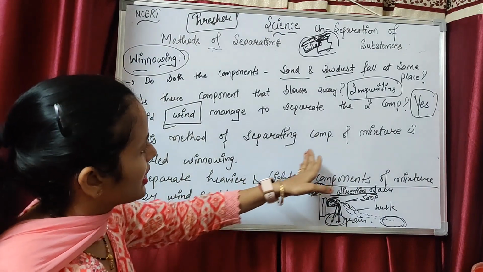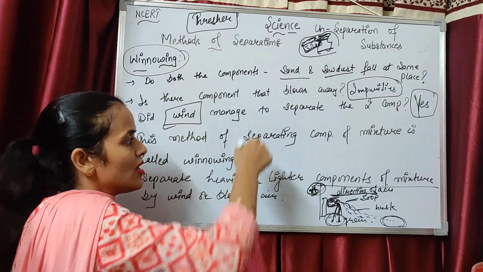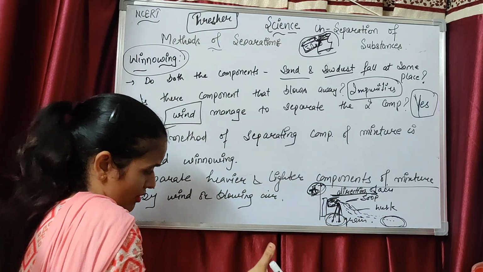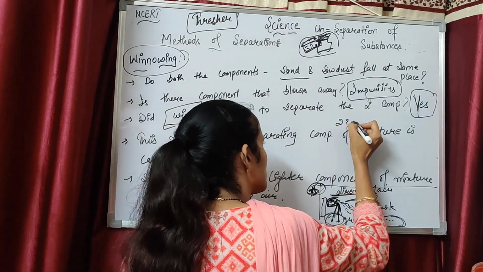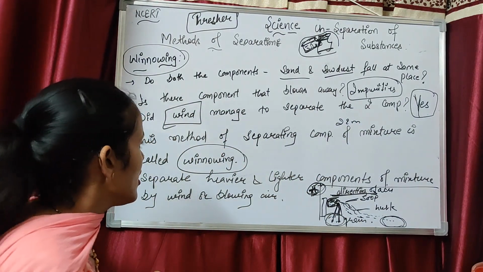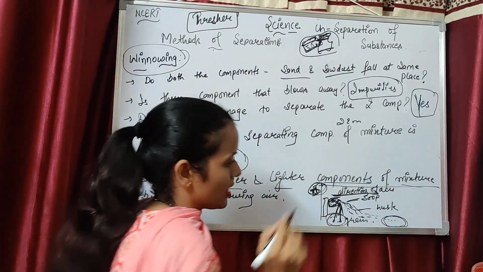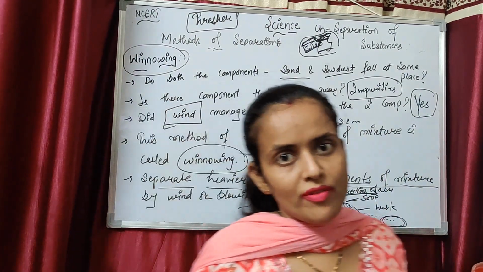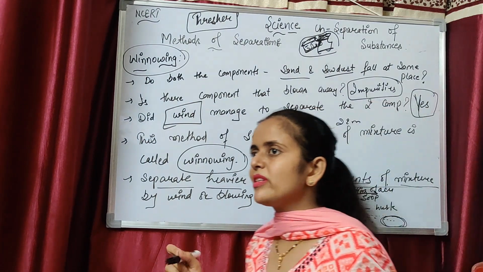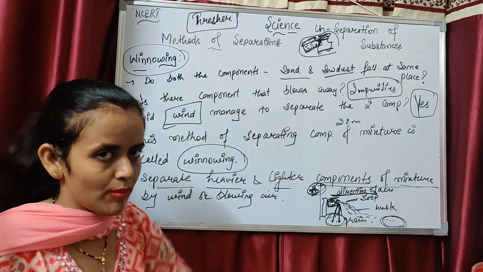The method of separating components of a mixture is called winnowing. By using this method, when we separate the components of a mixture, or you can say components of 2 or 3 substances, the process is known as winnowing. Clear to all of you? In winnowing, separation is of heavier and lighter components of the mixture. So in a mixture there are two types of components, one is heavier and the second is lighter. If both are of the same size, then winnowing is not applicable to separate the mixture of components.